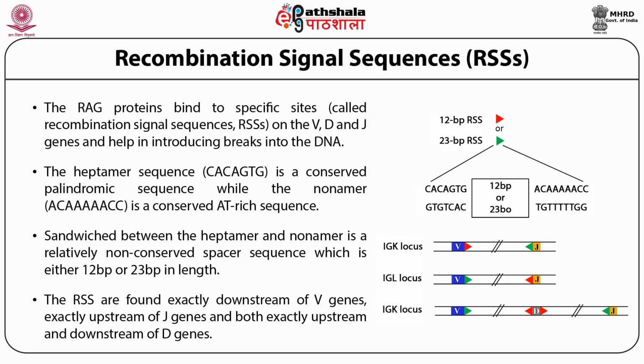Since the RSS are the sites where the RAG1 and RAG2 proteins bind the DNA and cleave it, they ensure that somatic recombination occurs at specific sites only. This site-specific nature of recombination is very important, as recombination at non-specific sites can lead to cancers.